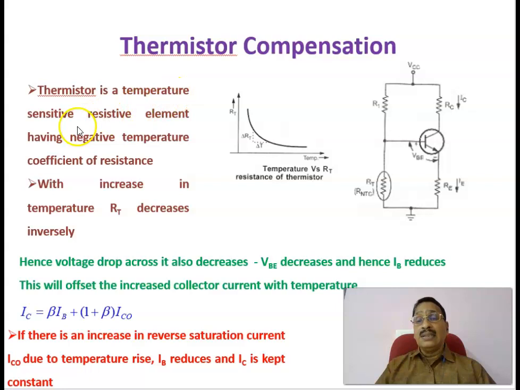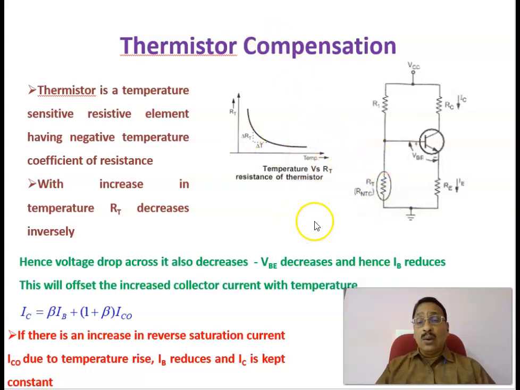A thermistor is a temperature sensitive resistive element. As temperature changes, its resistance changes inversely, having a negative temperature coefficient of resistance. Therefore, the thermistor characteristic is that as temperature increases, the resistance reduces. With increasing temperature, the resistance RT of this thermistor decreases. That is the inverse characteristic of the thermistor, and that property we are using for the compensation.